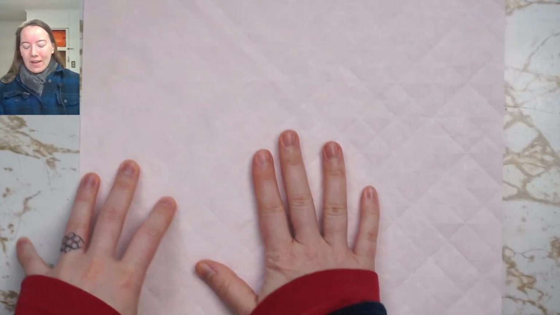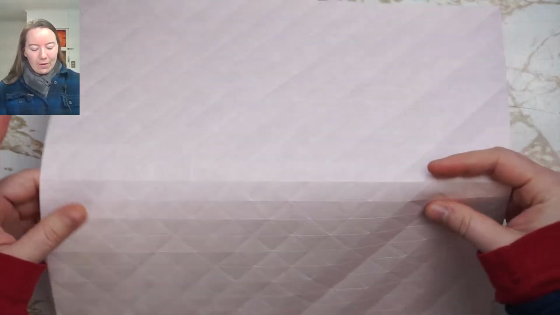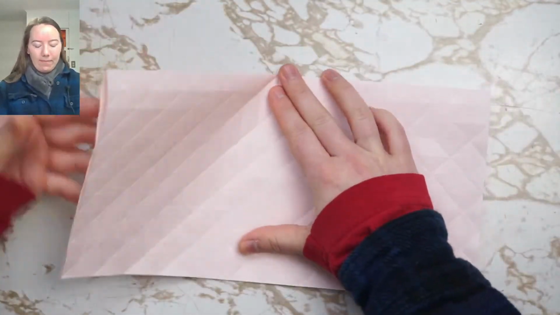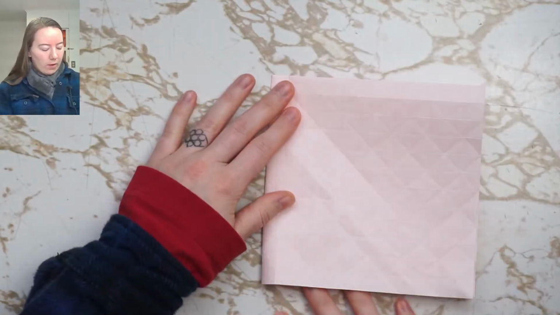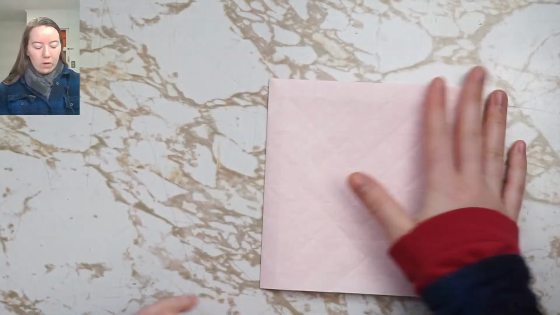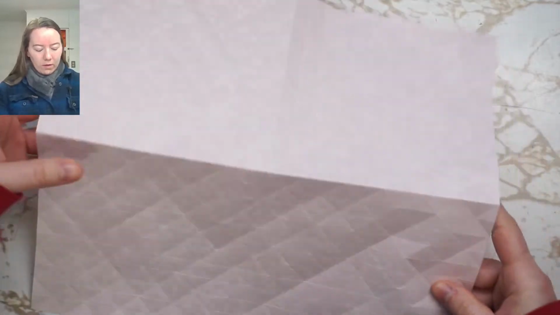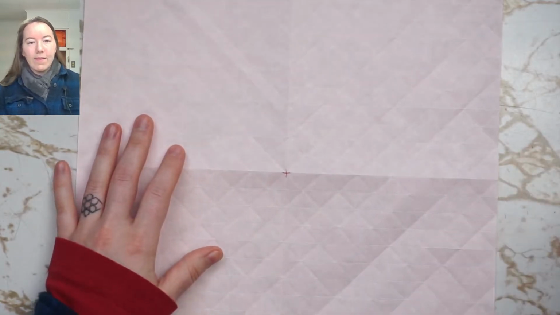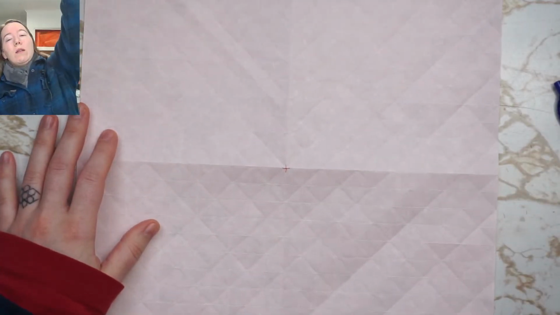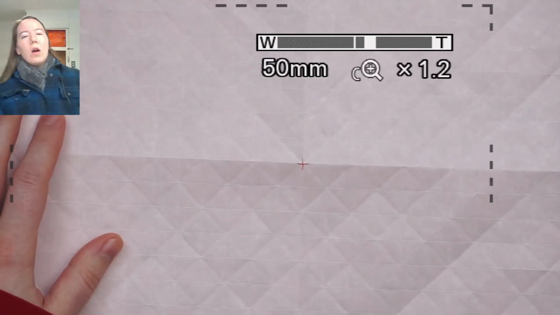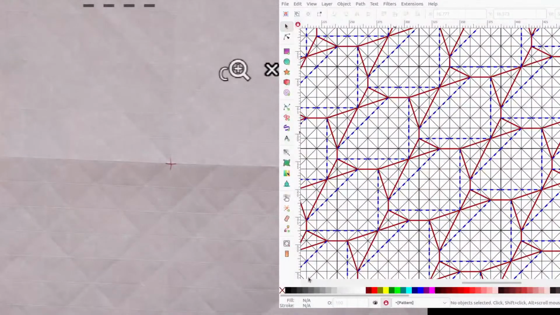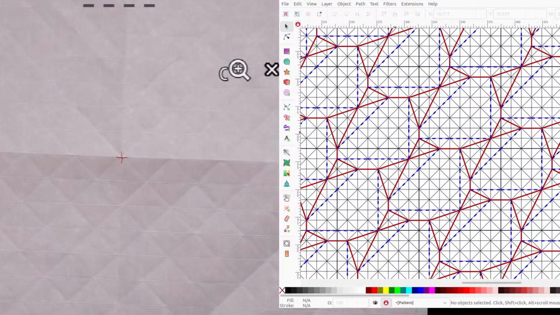So we're going to dive right in. And first off, I'm going to find the center of the tessellation. And today we're going to do a little bit of looking at a crease pattern too. So I'm finding the center. And zooming in to the center, I'm going to go ahead and switch us over to that crease pattern so we can make sure that we're using the same orientation.